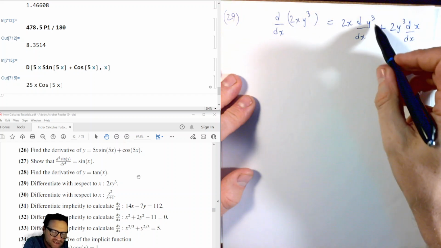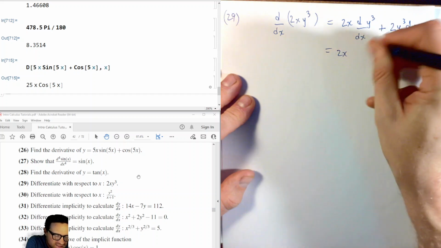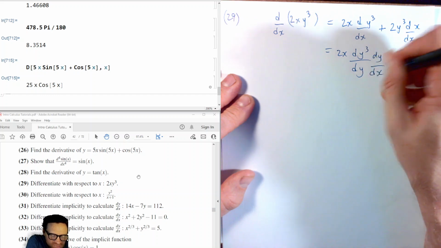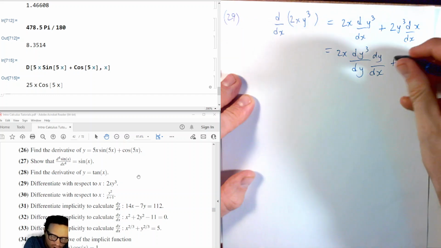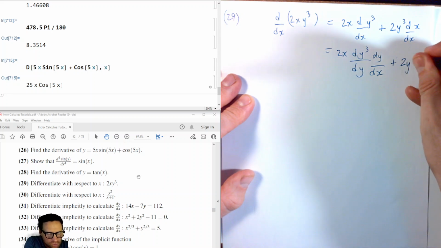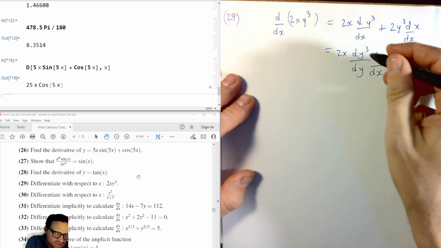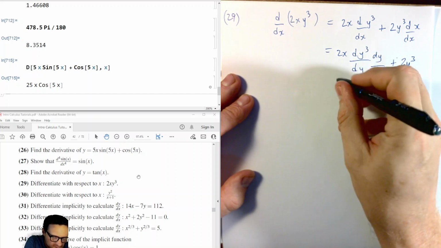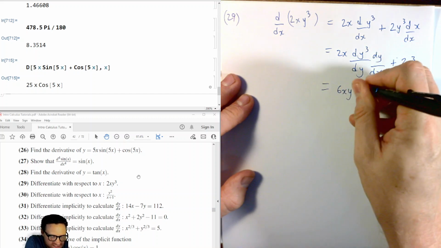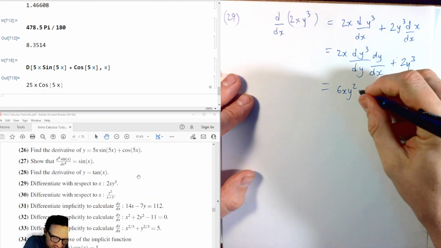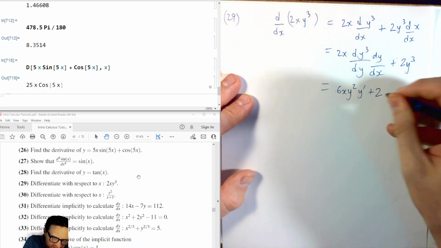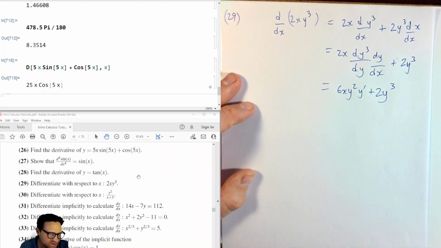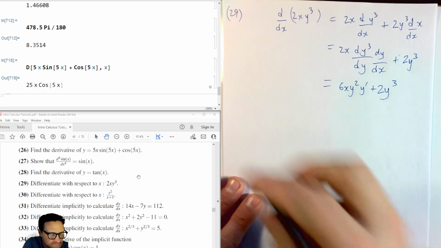Okay, next let's simplify this, but we need the chain rule here. So 2x dy cubed on dy, dy on dx, and then dx on dx is 1, so this is plus 2y cubed. Okay, let's simplify this. The derivative of y cubed with respect to y is 3y squared. 3 times 2 is 6, so 6x y squared. Let's write that dy on dx as y dash because it's smaller to write. And then we'll copy down what remains, the 2y cubed. Okay, so we've got that derivative now. So let's move on to question 30.